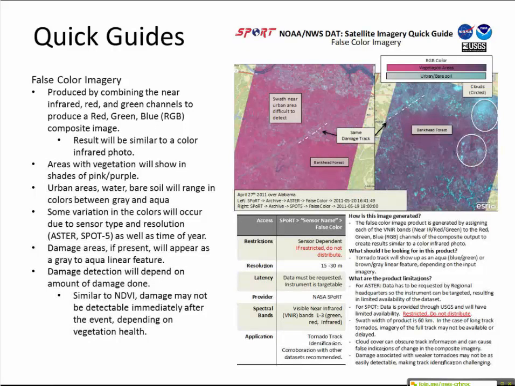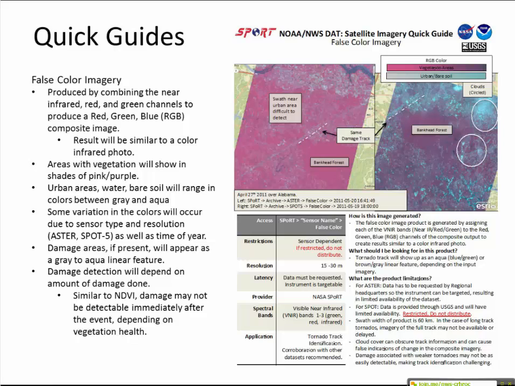False color imagery. It's produced by a couple of different sensors by combining your infrared, your red, and your green channels to produce an RGB composite image similar to what you see on the right. In most cases, your vegetation is going to be in some sort of pink or purple color scheme, and your urban, bare soil, and damage and clouds will be in the blue to gray color range, as shown here.